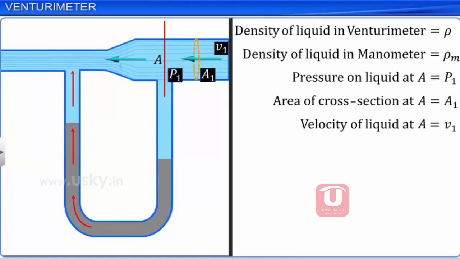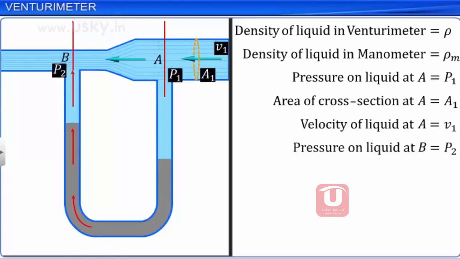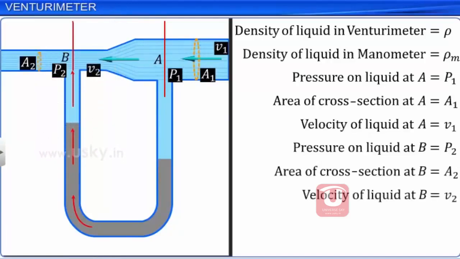Consider a point B on the constriction. Let P2 be the pressure on the liquid, A2 be the area of cross-section, and V2 be the velocity of the liquid at B. According to the equation of continuity, the total mass of the liquid going into the tube through any cross-section in a given time interval should be equal to the total mass coming out of the tube from any other cross-section in the same time interval.